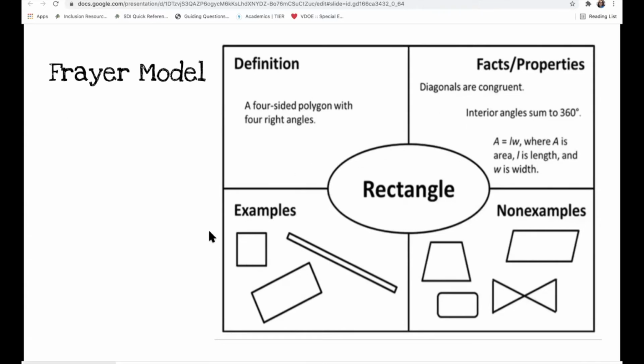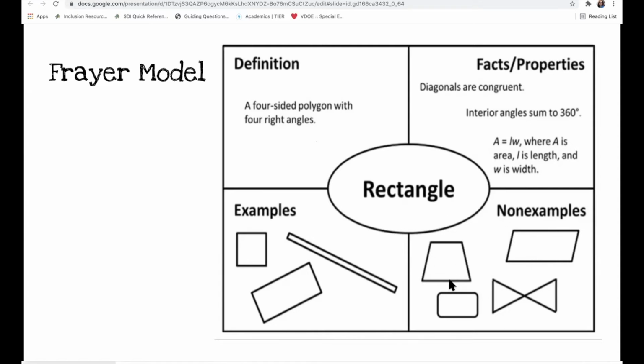Are all sides the same? Nope. Are all diagonals the same? Yes, they're congruent. And then you could say, well, what do I know about it? Well, all angles are right angles. Therefore, it has the sum of 360 degrees. We know that the area is the length times the width. Those are things that we know. Now I can use this information to provide a definition. It's a 4-sided polygon because it's closed, right? All straight lines. And it has 4 right angles. Now, what are some non-examples? And the student can draw different non-examples.